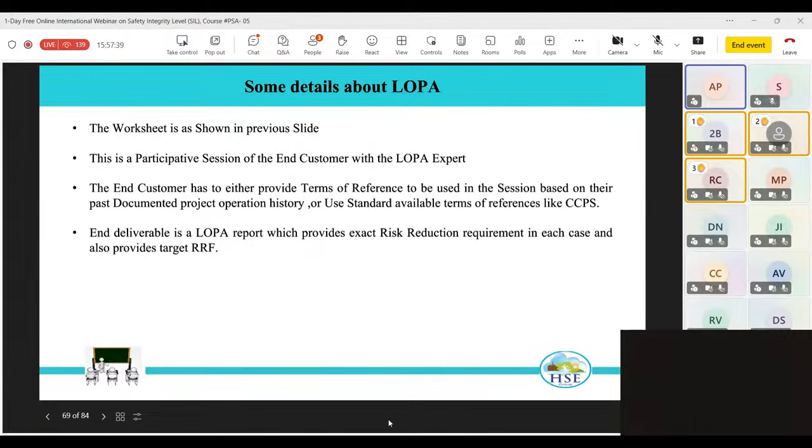Some detail. This is some detail about LOPA. What we explained is only there.